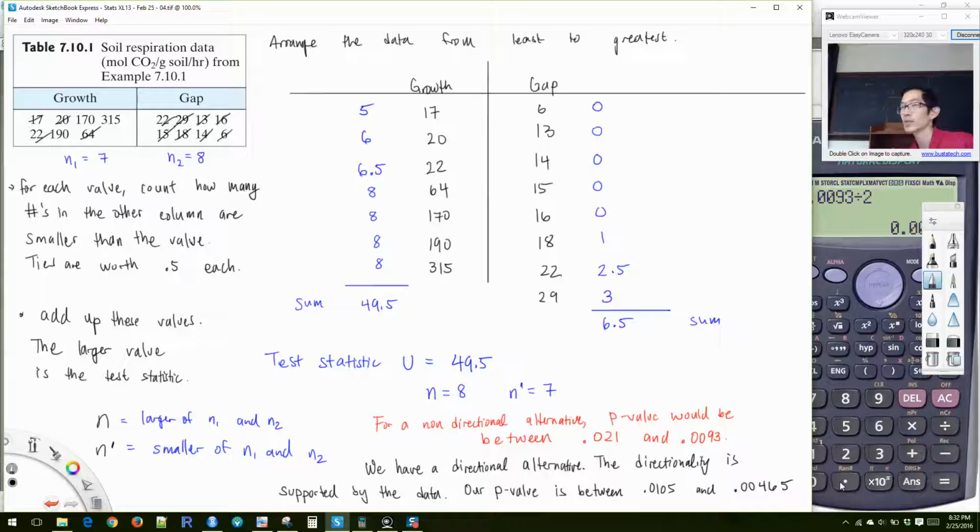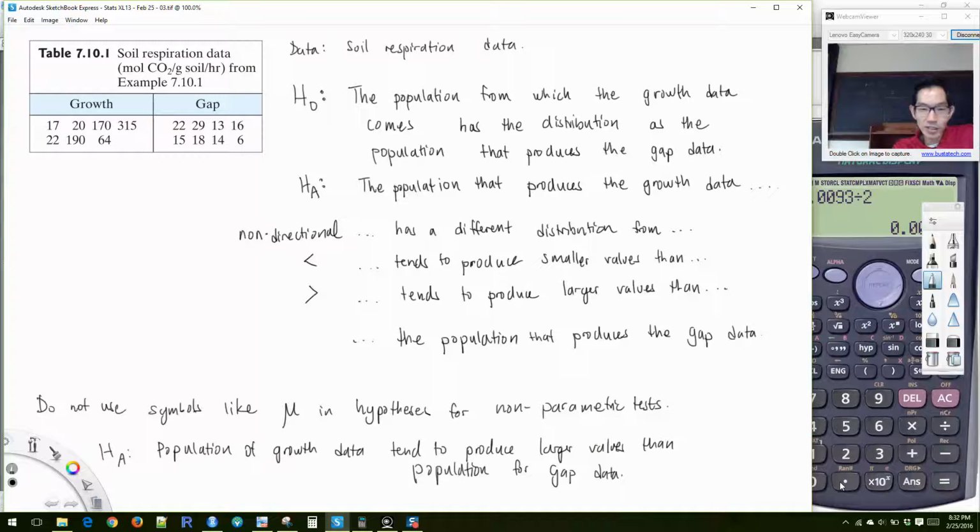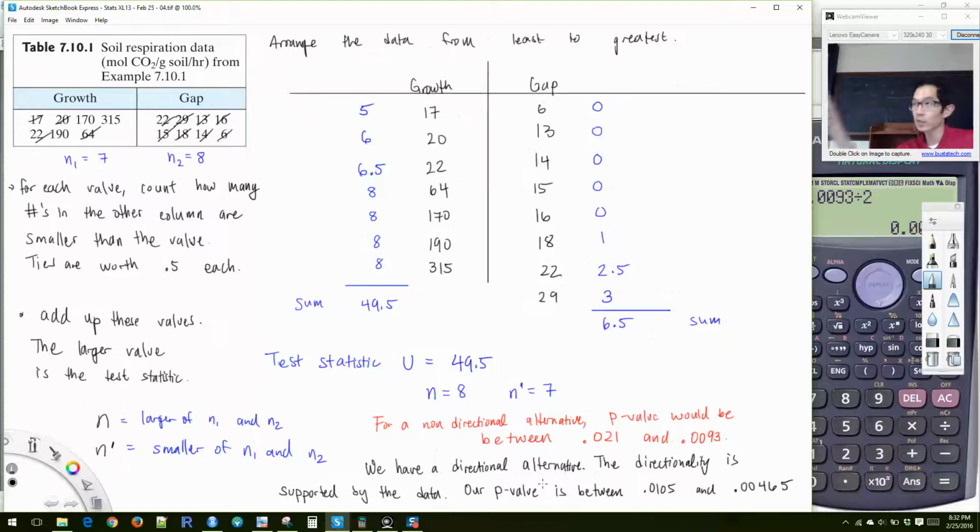Wait, I'm confused. Is this example non-directional or directional? It's directional, because previously I said the population of the growth data tends to produce larger values than the population of the gap data. So are we not setting up our p-value like we do the t-test, with 0.02 less than p, which is between 2 or 1% or something like that? Oh, we are. We're essentially saying our p-value is less than 0.0105 but greater than 0.00465.